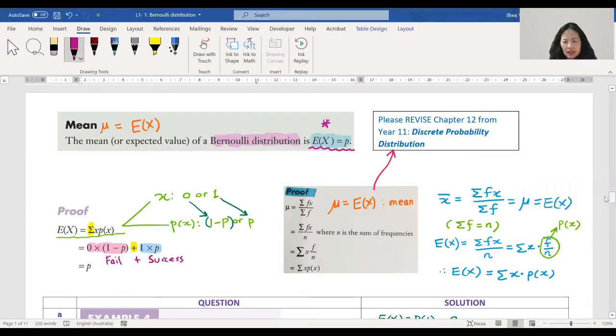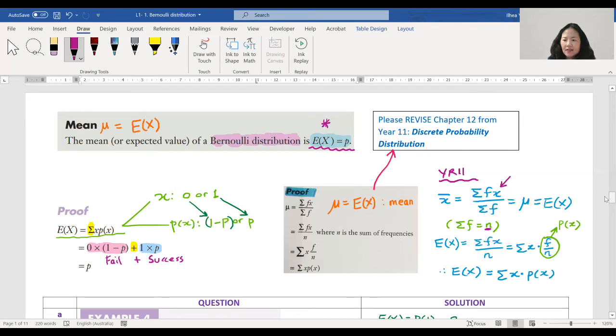This is Year 11 knowledge. The average of X is our mean, and the mean is mu. Mu is now the expected value E of X. Now, when we are trying to find the mean, the average, we did the sum of f of x divided by the sum of the frequency. The sum of frequency, we can convert that to n. So now the mean E of X equals the sum of f of x divided by n.